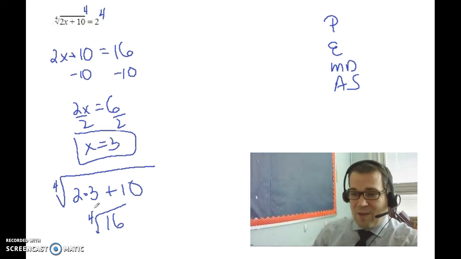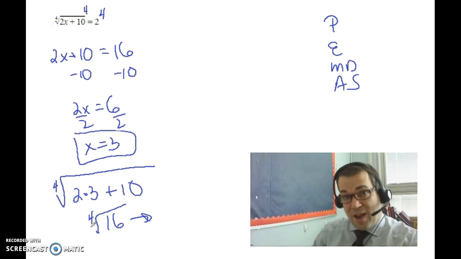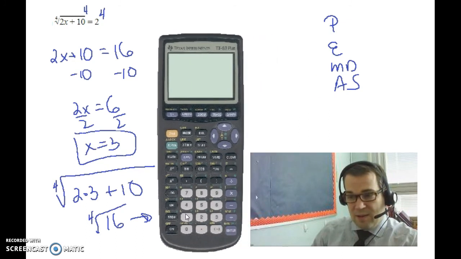Just kind of remember, I never really showed you guys how to put the root in there. What we did was we could rewrite the radical as a fractional exponent. So if you want to put it in a calculator and you don't know how to put that fourth root in, you can always take 16. Come on, calculator. There we go. 16 to the 1/4 power.